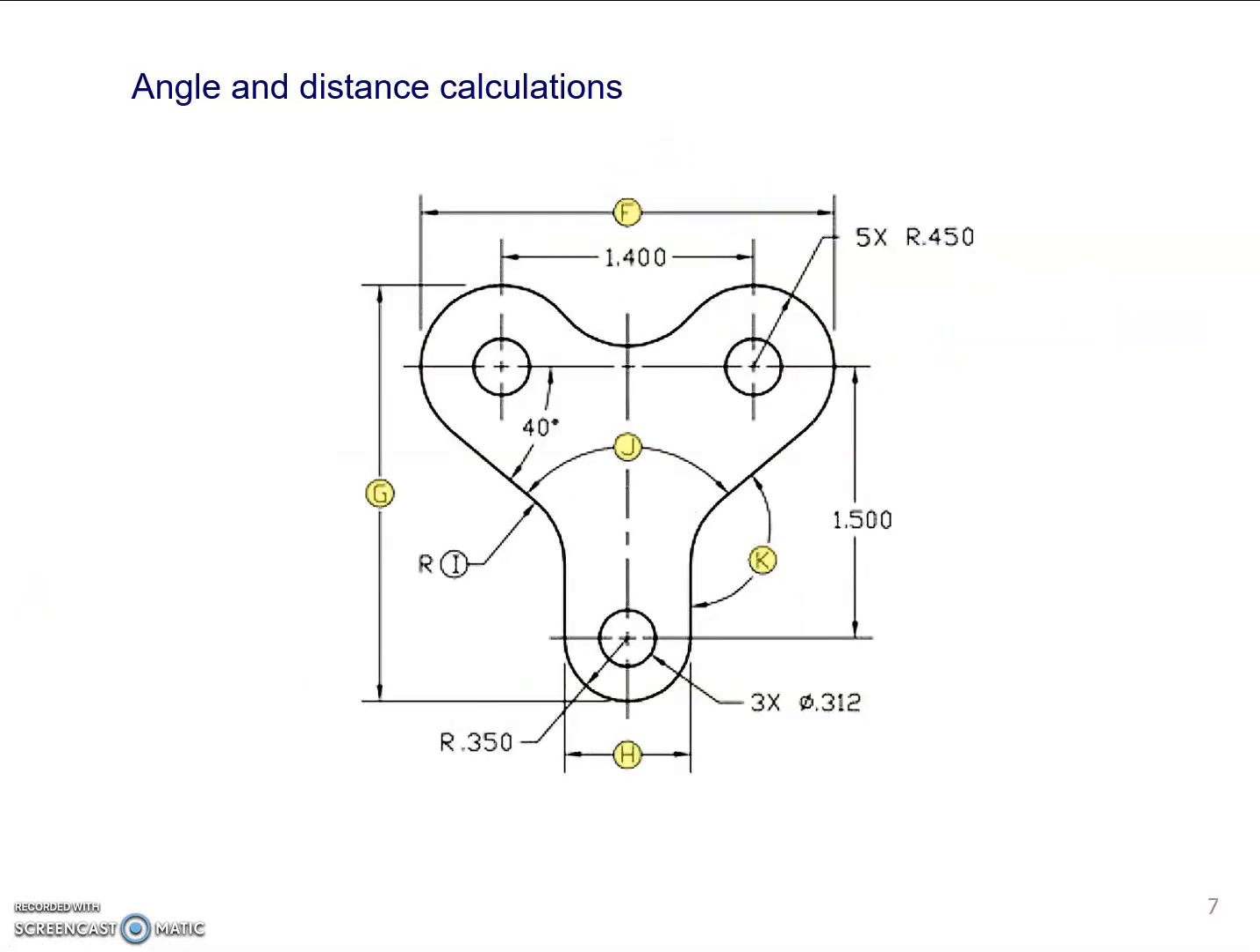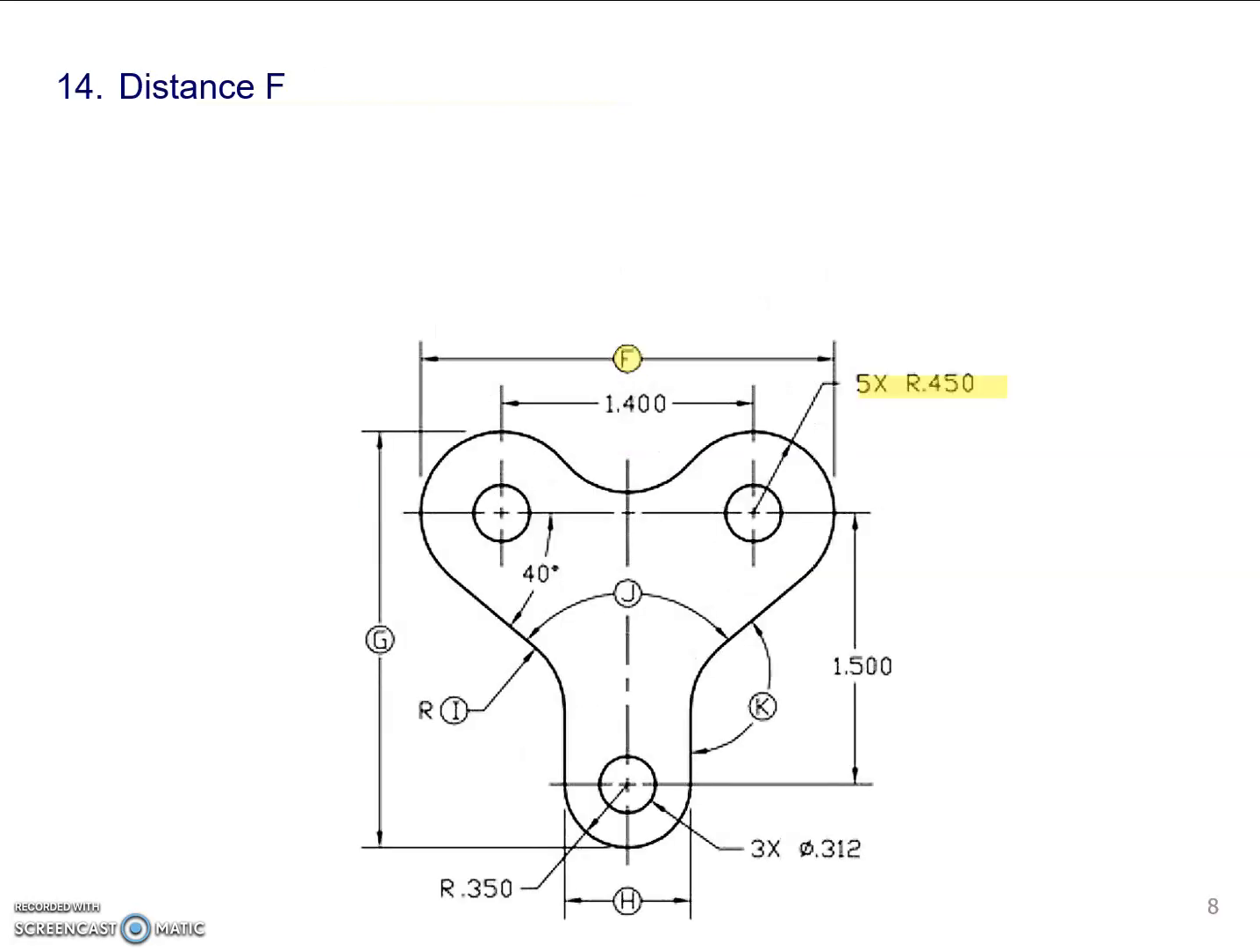Now let's look at this goofy Y-shaped part. And we're going to figure out some distances, and even more subtle, we're going to figure out some angles. So we will start with distance F. And what do we know? Well, when you're faced with a situation like this, first just run your eyes over the whole part and slow down when you do this and absorb what you see on the drawing.